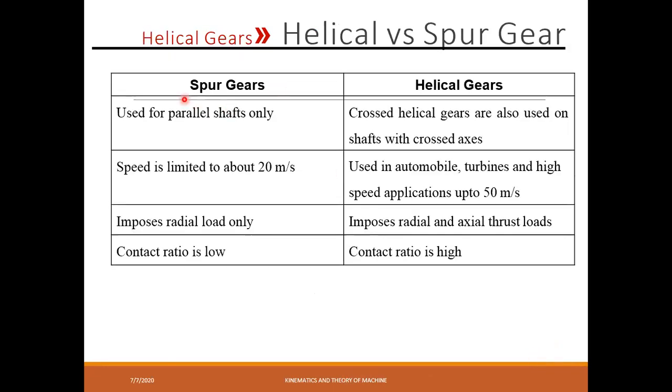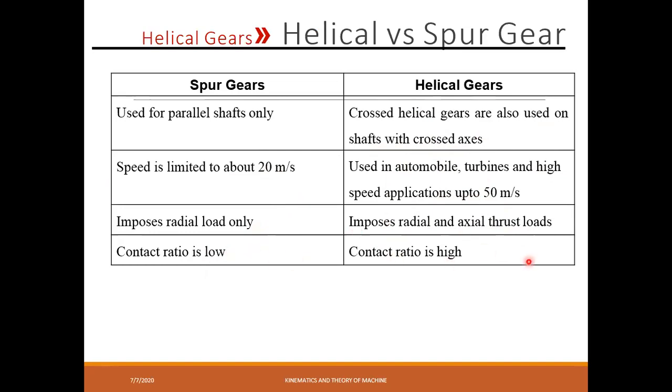The spur gear is used for parallel shafts only, whereas cross helical gears are also used on shafts with crossed axes. Speed is limited to about 20 meters per second in the spur gear, while helical gears are used in automobiles, turbines, and high-speed applications up to 50 meters per second. Spur gears impose radial load only, whereas helical gears impose radial and axial thrust load. Spur gear contact ratio is low, whereas the helical gear contact ratio is high.